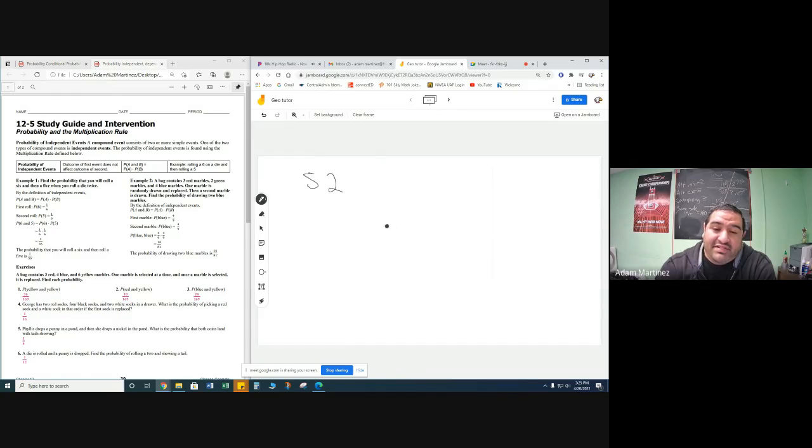So we know there's 52 cards in a deck. Probability is always what you want, your desired outcome, over your total possible outcomes. First of all, there's 4 kings in a deck. So when you first do it, it's going to be 4 out of 52.